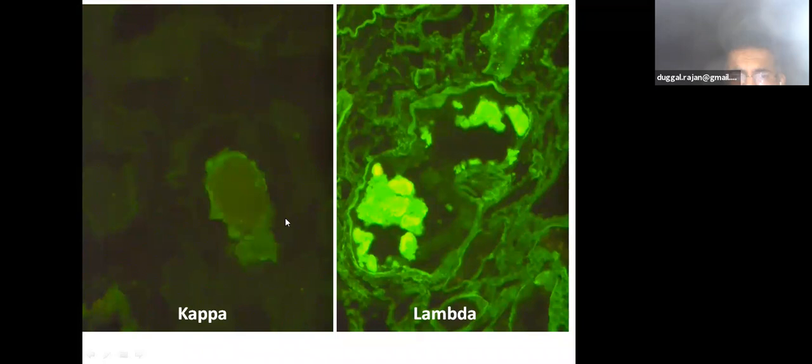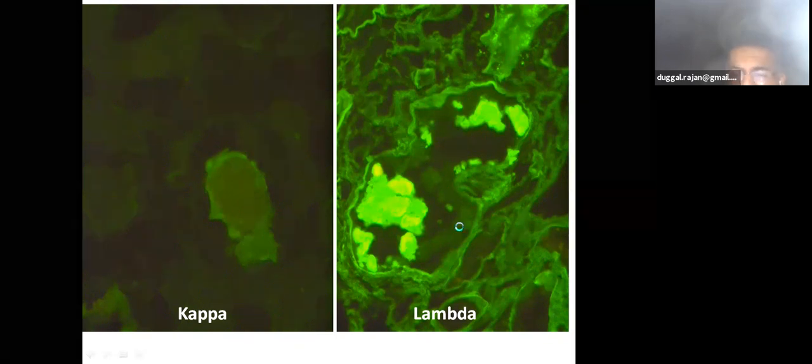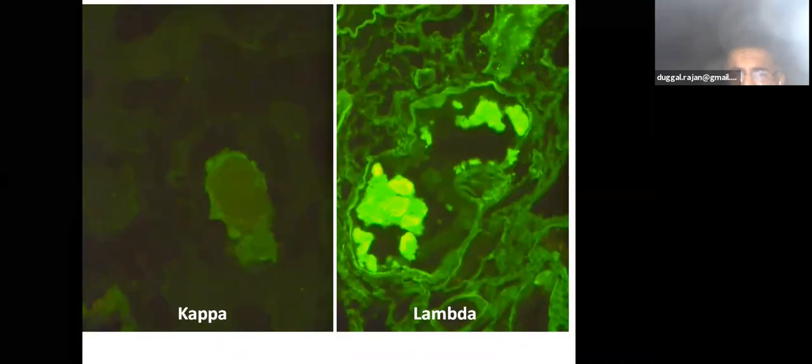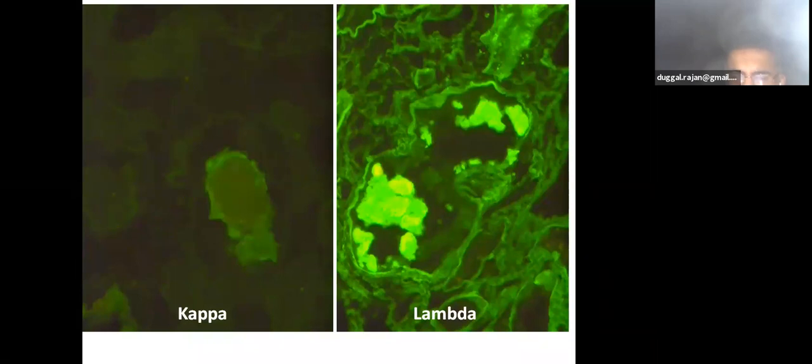and this can be better highlighted when you do kappa lambda. Kappa is negative and lambda is showing these fractures. You can see the fractures between the cast material. So this is cast nephropathy. So it is possible that in the exam they will show you one cast and they will show kappa lambda restriction. Mostly in cast nephropathy there will be kappa restriction in the majority of cases, but in a small percentage of cases there could be lambda restriction also.